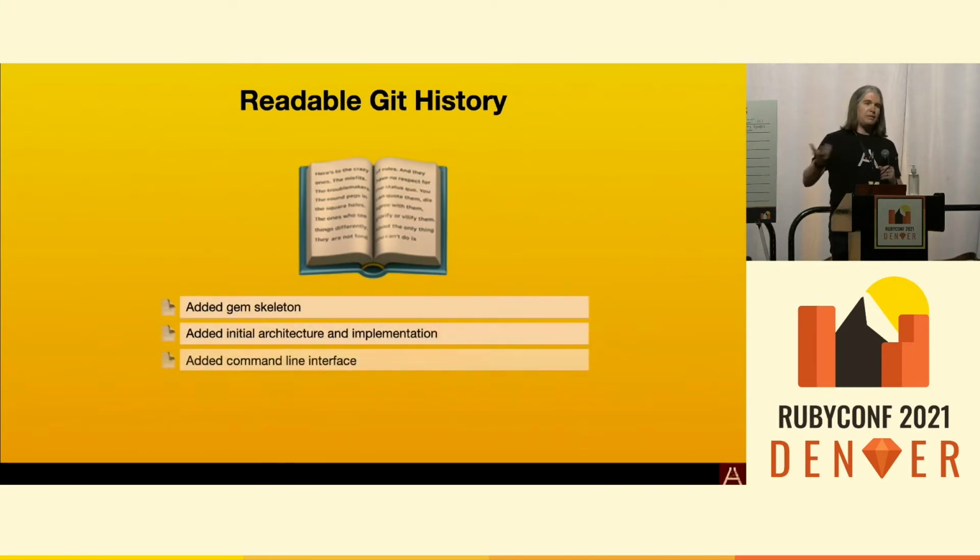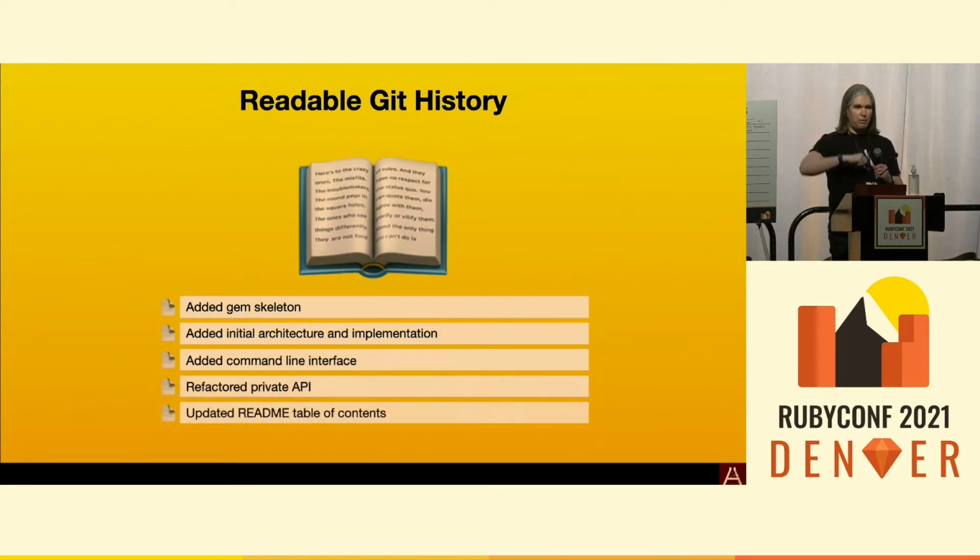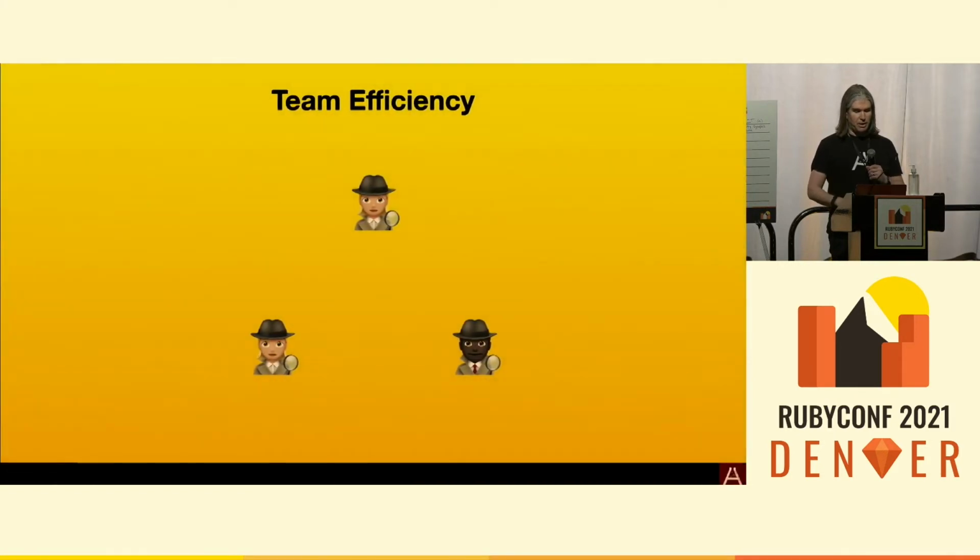So each commit is a page in a book. You're basically reading through that book to understand how that implementation came to be. And this reads really well. We can see that we initially started with a gem skeleton. We built that up. We added some architecture-type stuff. We eventually refactored it, a little bit of cleanup. And then finally, we updated the README, kind of the capstone to the end of that work, right? It's really nice. It's really easy to read and really easy to understand how that gem got committed. Now, the reason this is important is because this adds to team efficiency.